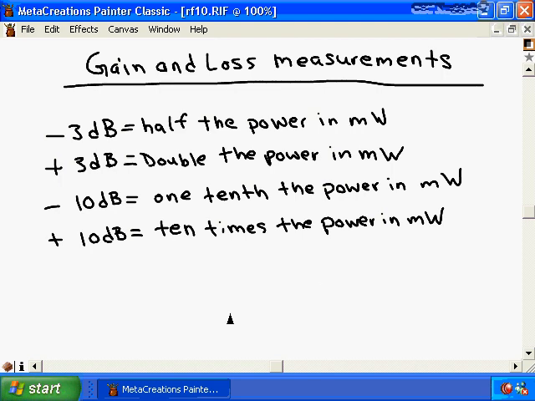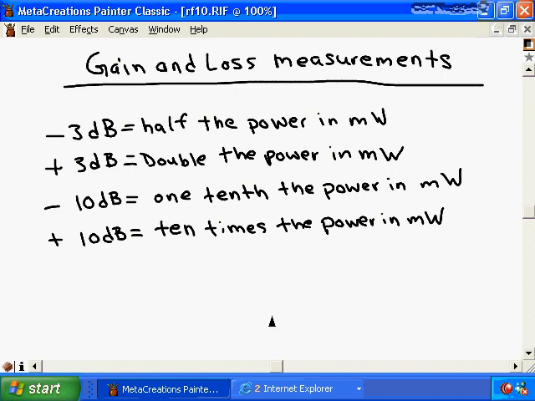So when you're computing the power gain or loss, -3 decibels will halve the watt value. In contrast, +3 decibels will double the watt value. And -10 decibels will decrease the watt value to 1/10 of the value. In contrast, +10 decibels will increase the watt value by 10 times.